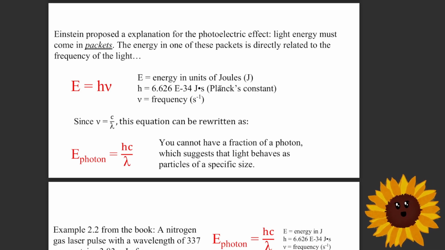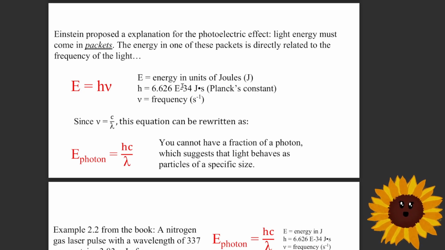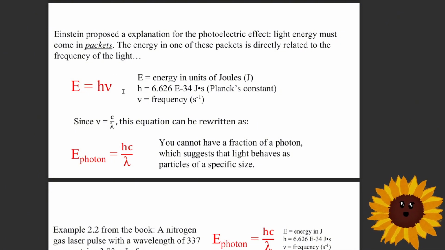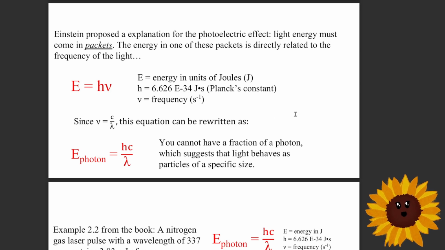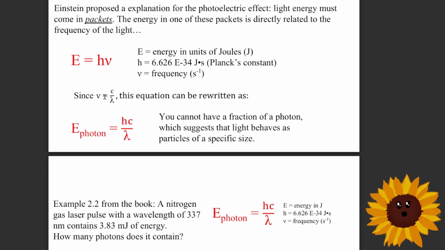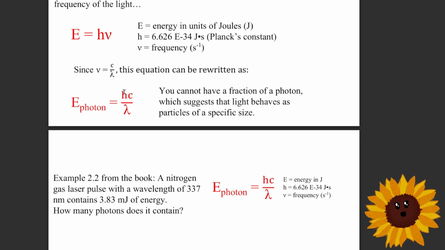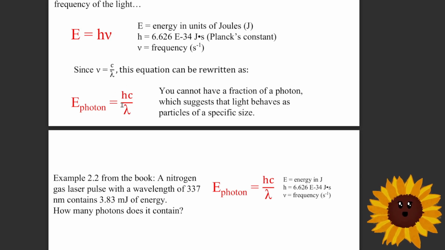Planck, in the 1900s, I believe, came up with this number, basically energy times seconds. This is used to calculate how much energy a photon has given its frequency, or how fast it's moving. Since the frequency v equals the speed of light over the wavelength, you can rewrite this as the energy of a single photon equals Planck's constant times the speed of light divided by the wavelength.